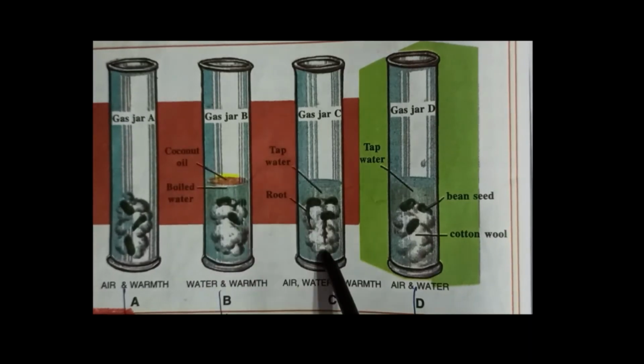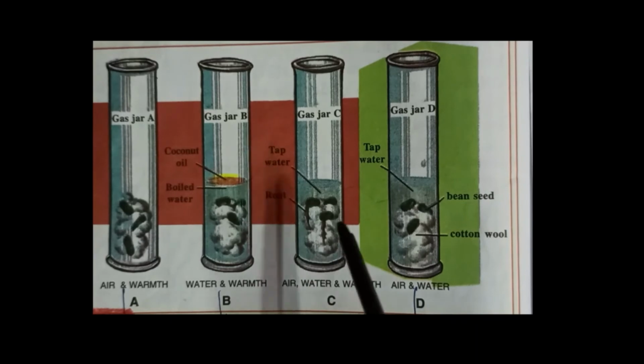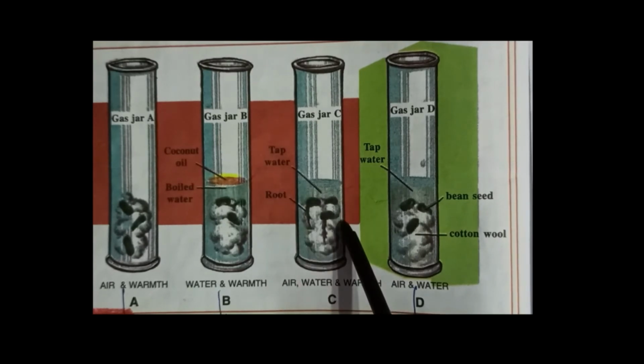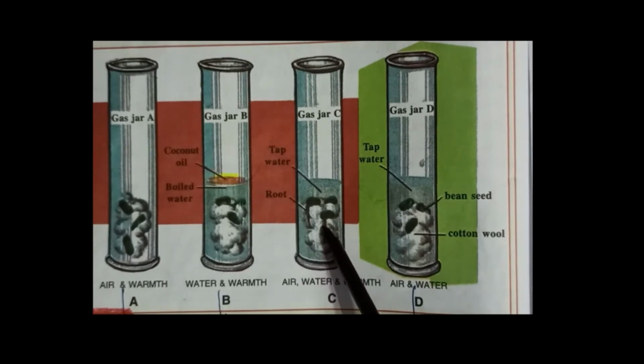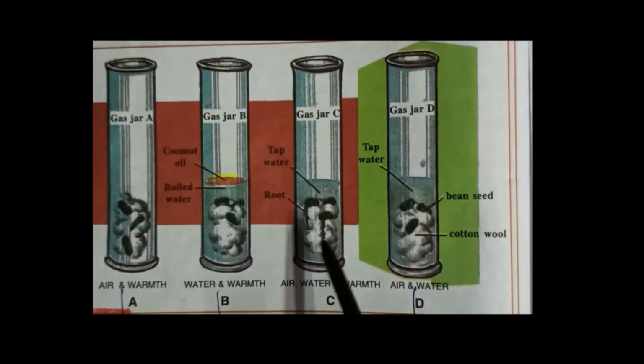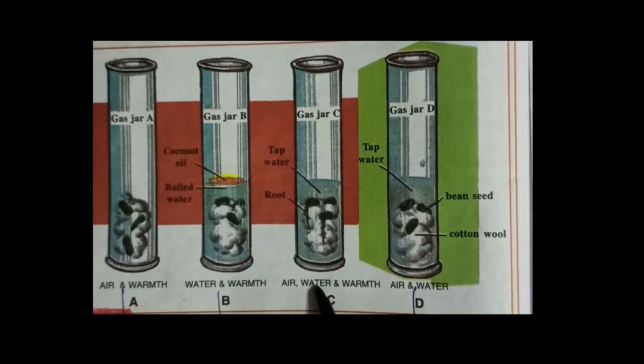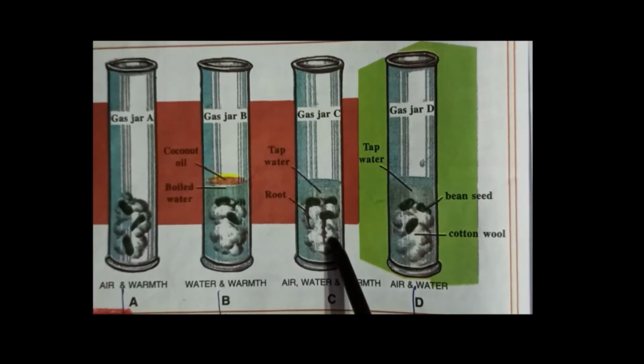And in the third jar, put the cotton with bean seeds and put some tap water in this jar. Only some amount of water is put in this jar, and leave this jar in the laboratory. Here the jar gets a sufficient amount of air, water and suitable temperature also.